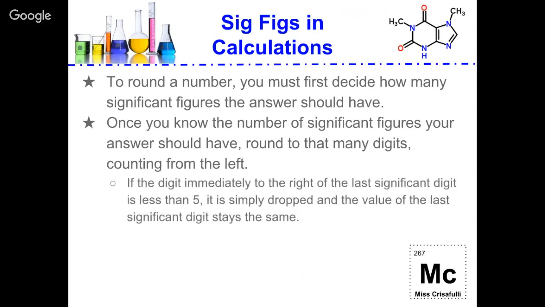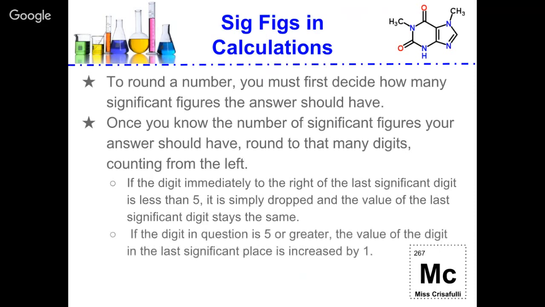If the digit immediately to the right of the last significant digit is less than 5, you're going to drop that value, and the value of the last significant digit is going to stay the same. If the digit in question is 5 or greater, the value of the digit in the last significant place is going to be increased by 1. Basically, what does that mean? If the number to the right of the last significant digit is less than 5, you're going to round down. And if it is greater than 5, you're going to round up. Regular rounding rules that you are used to.